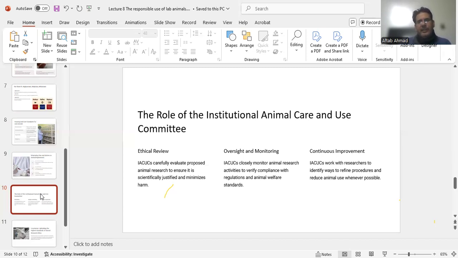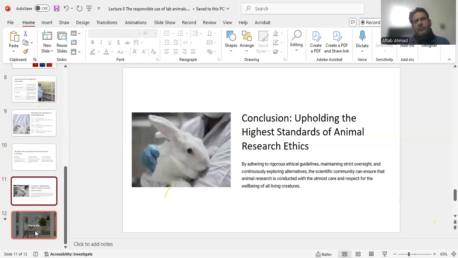This is what we have also discussed, that this is how we can reduce animal suffering with continuous improvement. Like if there is a way that we can switch from work on animals to in silico kind of studies, how we can do that and how we can improve the overall protocols. So the conclusion is upholding the highest standard of animal research ethics. This is very, very important.